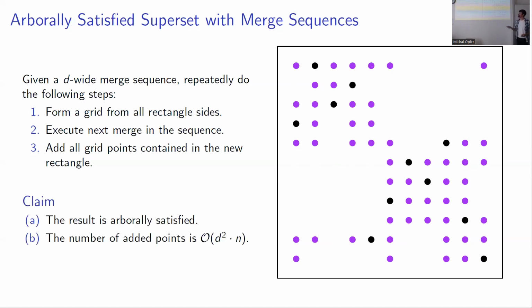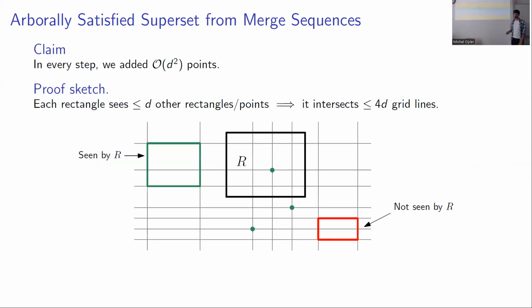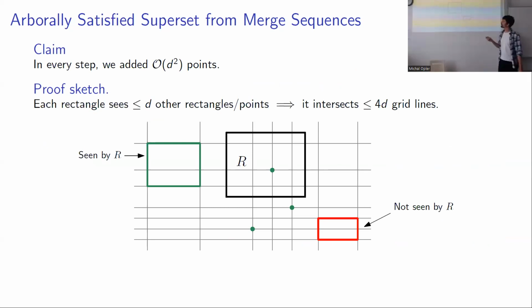Right. And like I said, I will not prove the correctness, so you have to trust me on the arbitrarily satisfied part. Essentially, you set up a nice invariant and you prove that it holds throughout the whole process. That's the way to do it. But what is easier to see is that the number of points is linear. In fact, we claim that in every step of this process, we added at most d squared points. And this is exactly because that was a d-wide merge sequence.